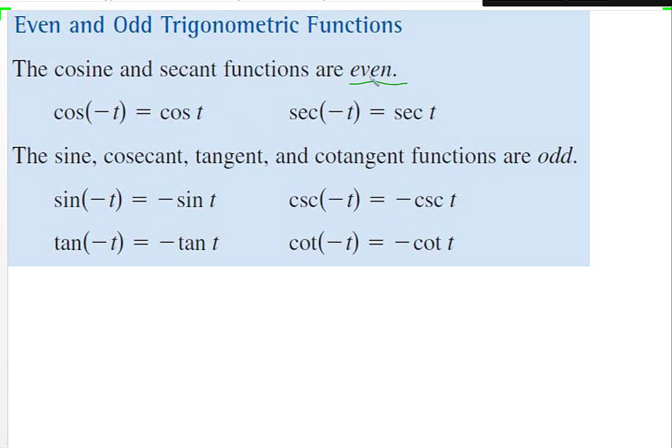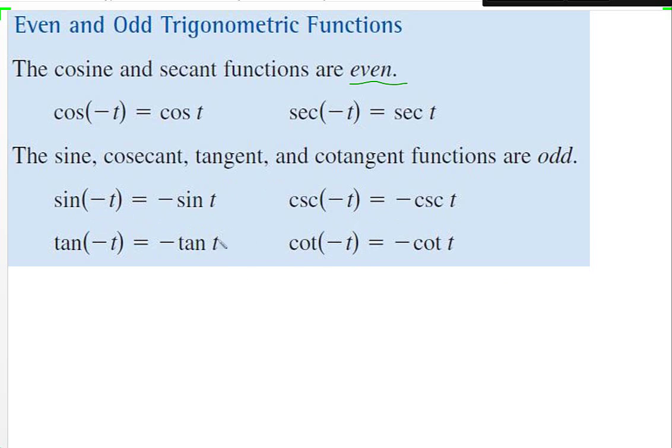Since it's an even function, if you have the cosine of a negative angle, that is considered equivalent to the cosine of the positive of the angle. And the same is true for the reciprocal function of cosine down here.